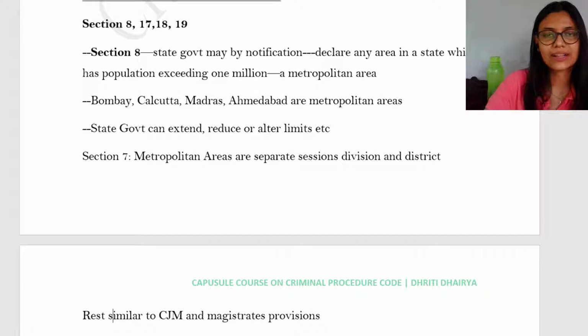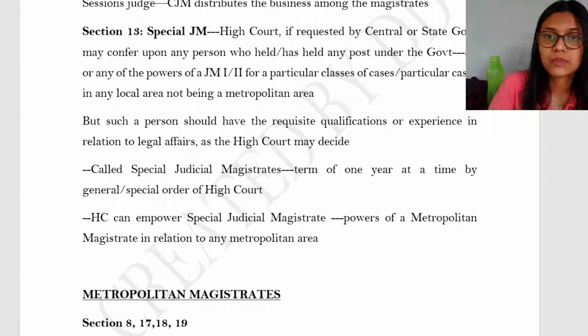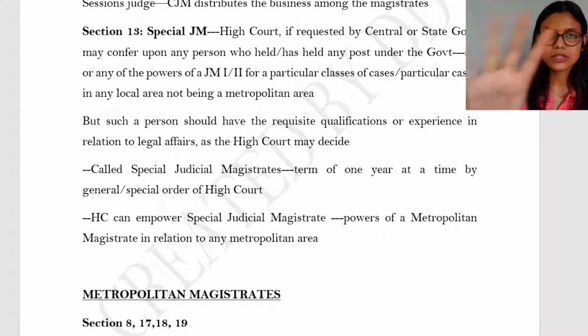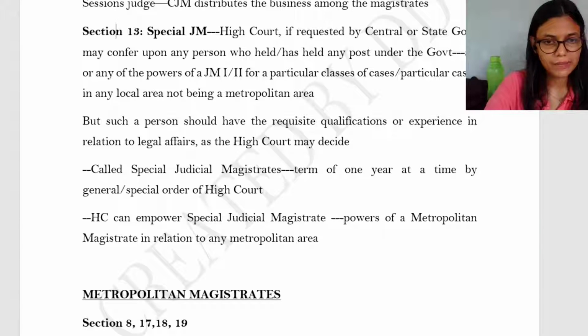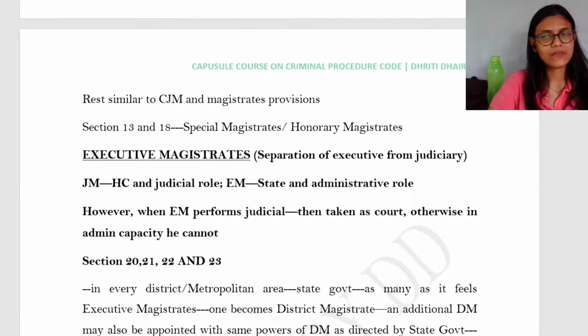You saw what kind of qualifications were there: firstly, that person must have held any post under the government, and then he should also have the legal qualifications or experience in relation to legal affairs, etc. So this is for metropolitan magistrates. Then the next topic we'll see is the executive magistrates.